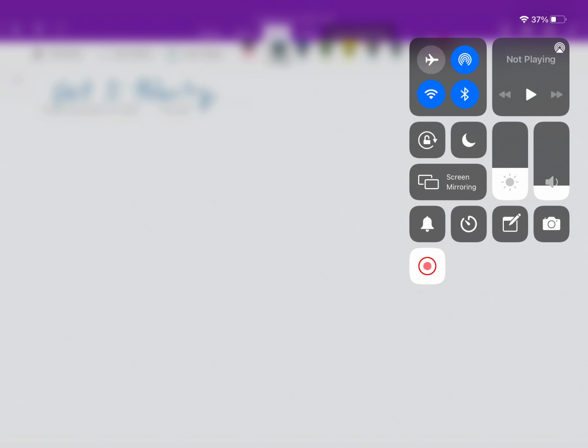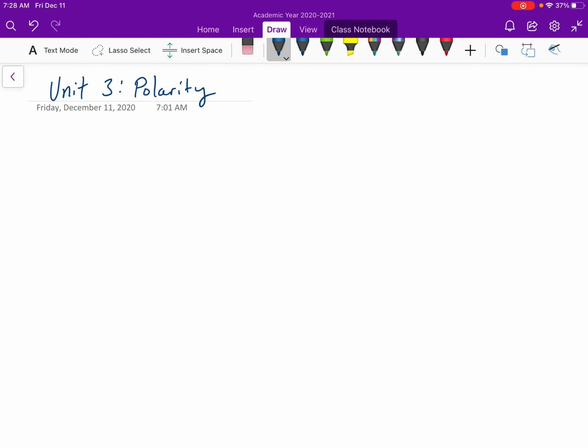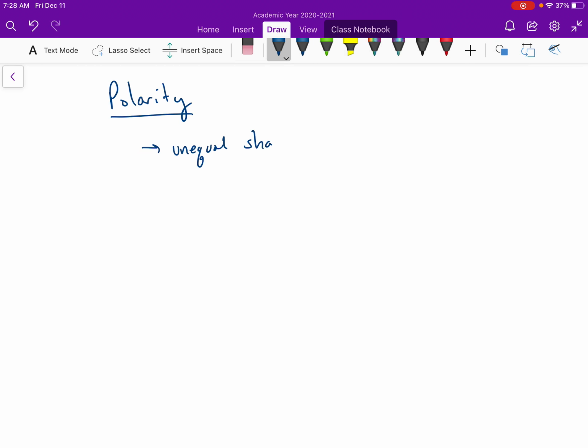Okay, everyone, this is Unit 3 on polarity. You've probably heard that term before, maybe in a scientific context, maybe not. Polarity, polar, right? Like opposite ends, like the North Pole, South Pole, bipolar disorder. Those things basically mean opposite ends. So how does that relate to what we're doing now? By definition, polarity is an unequal sharing of electrons between atoms in a bond.